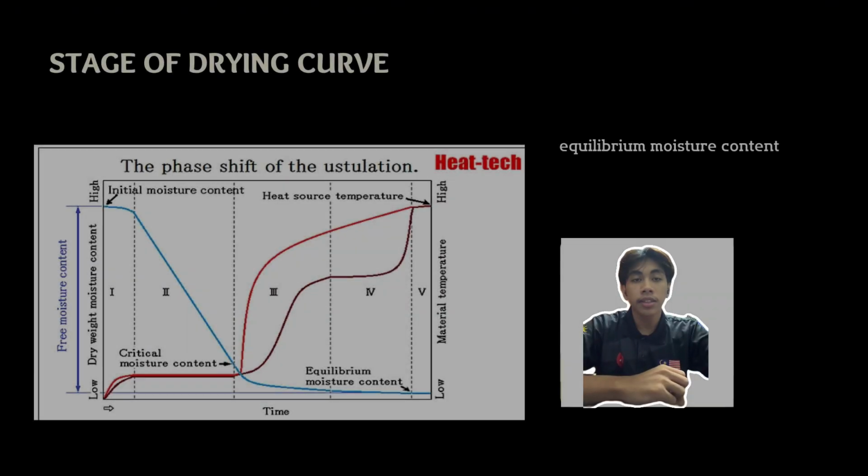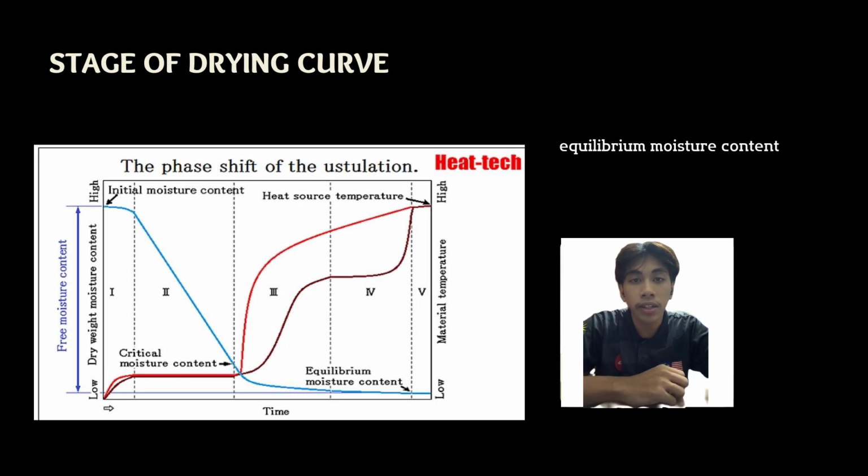The last stage is EMC, equilibrium moisture content. It's the moisture level at which the material neither gains nor loses moisture when exposed to a given environment. It is the state where the internal moisture content of the material is in balance with the moisture in the surrounding air. On the drying curve, EMC is represented where the moisture content curve, the blue line, flattens out. This flattening indicates that the moisture content of the material has stabilized and no further drying occurs despite continued exposure to the drying condition.